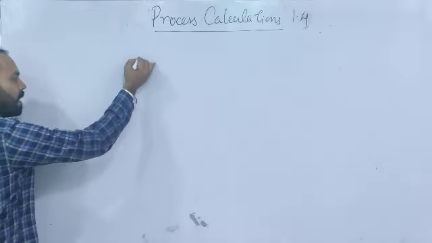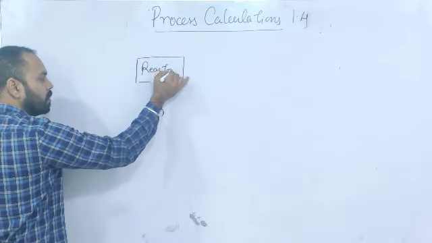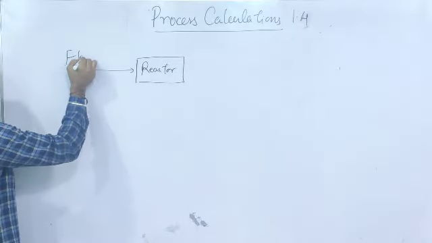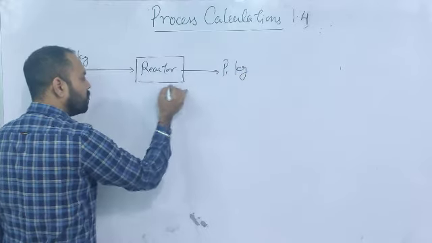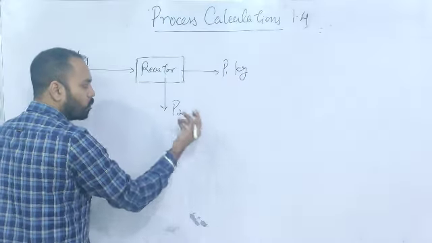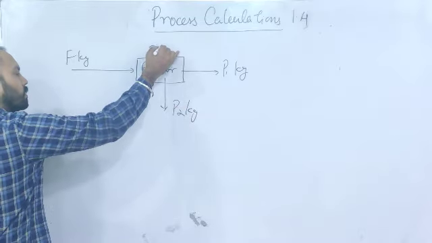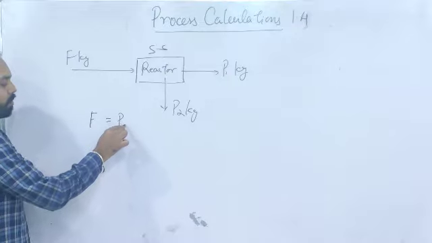Suppose there is a reactor, any reaction is taking place. I'm not writing the stoichiometry here. This is F kg fresh feed, this is P1 kg product, and this is P2 kg of some other product. Fine. Suppose I'm talking about steady state. Okay, can you write F is equal to P1 plus P2?